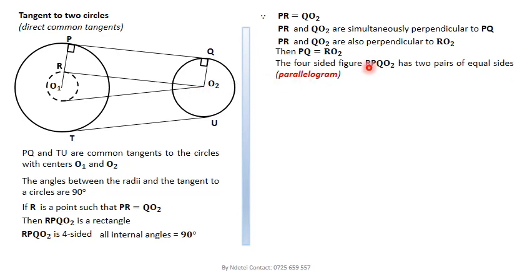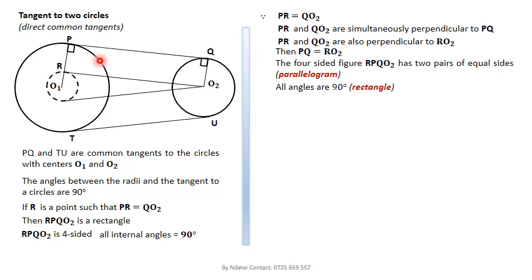And therefore we say that the four-sided figure RPQO2 must have two pairs of equal sides. That means a parallelogram, and all angles are 90, therefore it's a rectangle. And I hope that proves it to you.